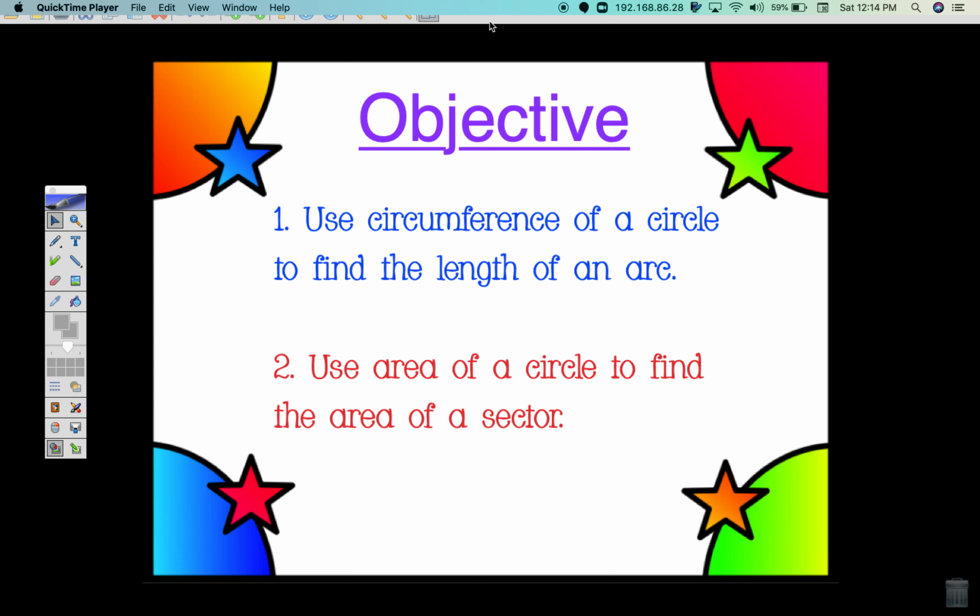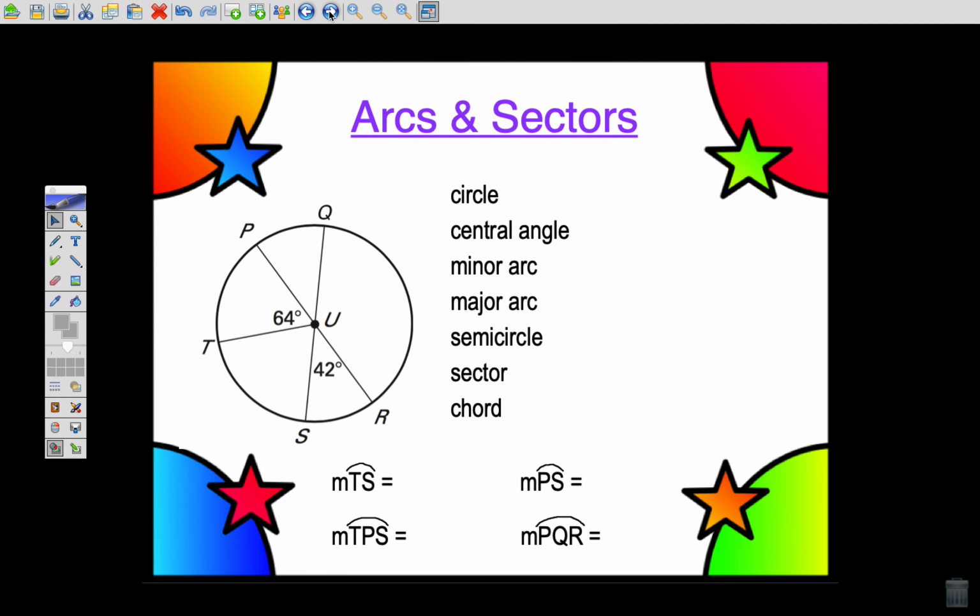Our curriculum teaches the chapter over circles before area, and I've chosen to reverse that. And so there are a few vocabulary things we need to get covered, and we'll do that pretty quickly. You can go back and rewind this as many times as you want to get this down.